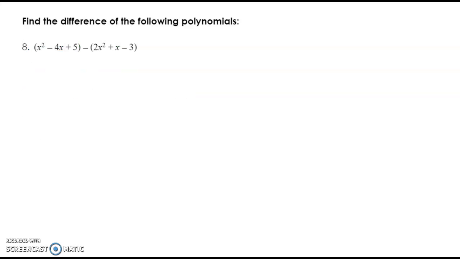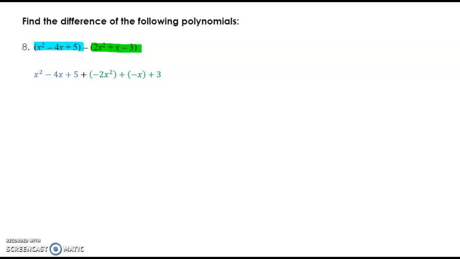Our next one, we want to find the difference of the following polynomials. So this is number 8 on your study guide. So I want to find the difference between x squared minus 4x plus 5 and 2x squared plus x minus 3. So I'm going to rewrite those again. And remember, whenever I have a minus, I really need to distribute in that negative.